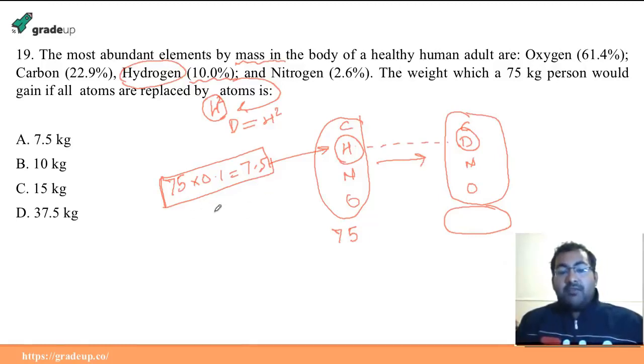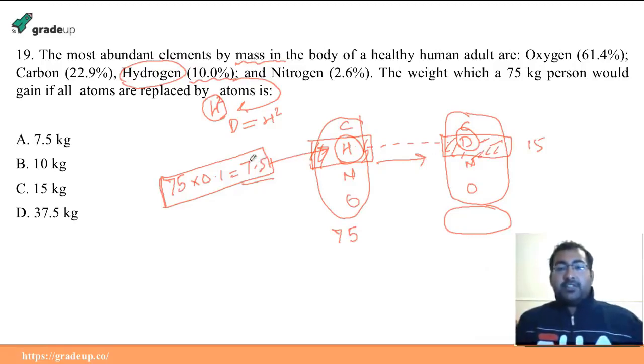Deuterium weighs just double as hydrogen. So whatever mass is constituted by this part will not be 7.5 kg, it will be 15 kg, because deuterium just weighs double. So by changing hydrogen to deuterium, you are going from 7.5 kg to 15 kg. So now the weight of the person will be 90 kg.